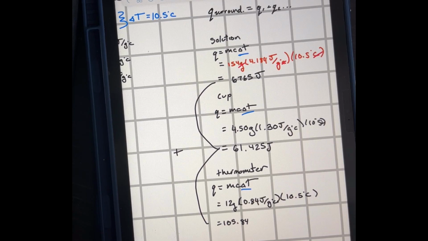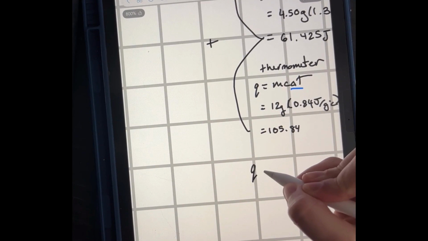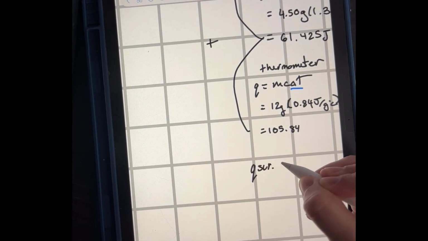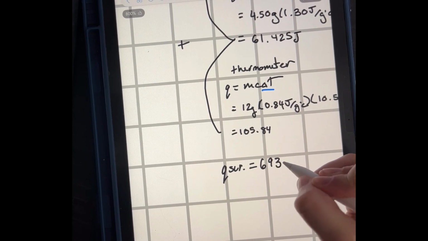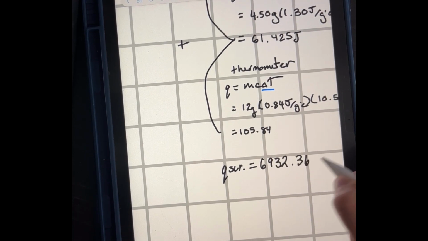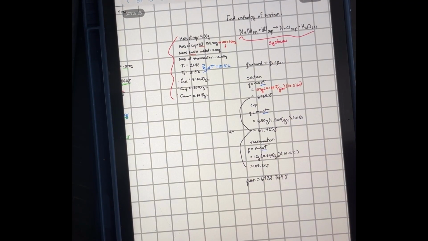So this is plus 61.425 and plus 67.65. So our Q surroundings is going to be equal to 6932.364, and that's in joules. Okay, so now we are not done. We have just found the heat of the surroundings.